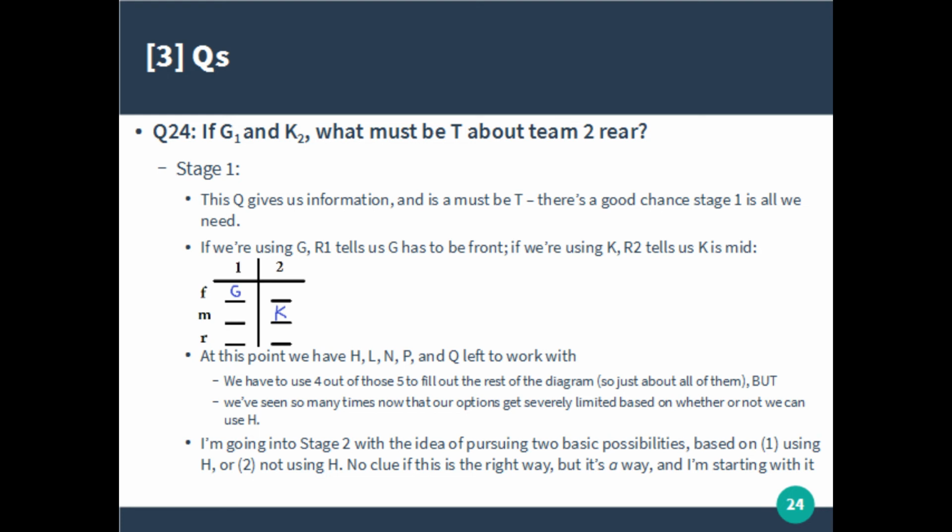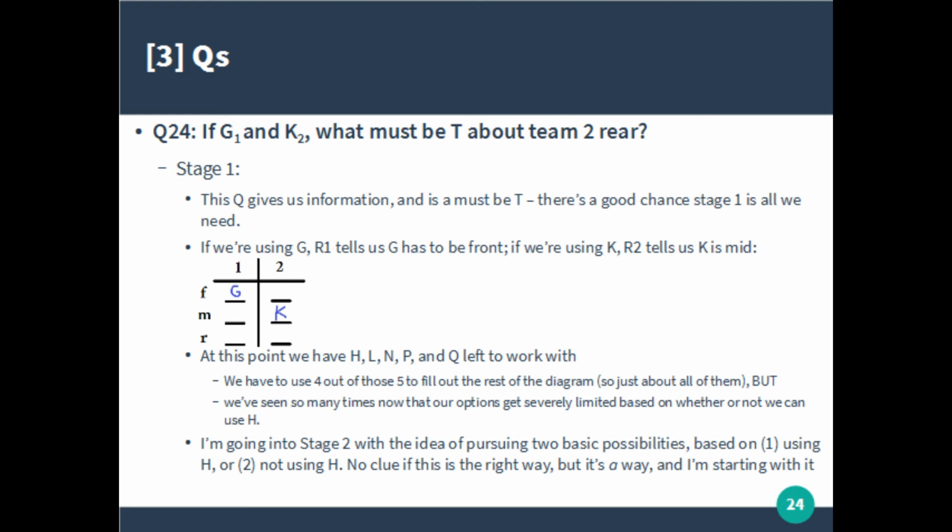They give us 2 letters, and not only that, because of the various rules, we know more than G is just on Team 1, and we know more than K is just on Team 2. We actually have positional data for those 2 as well. So we'll start right up with stage 1 since the question stem is generous enough to give us some information. So let's see what that looks like.